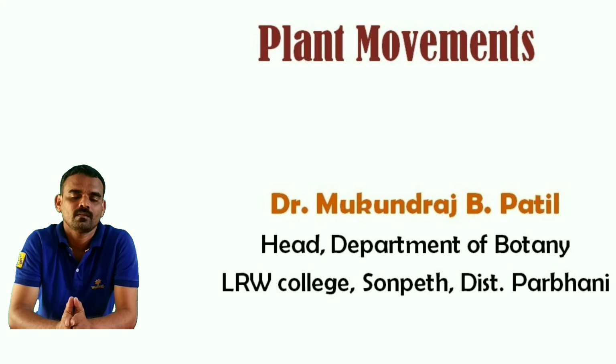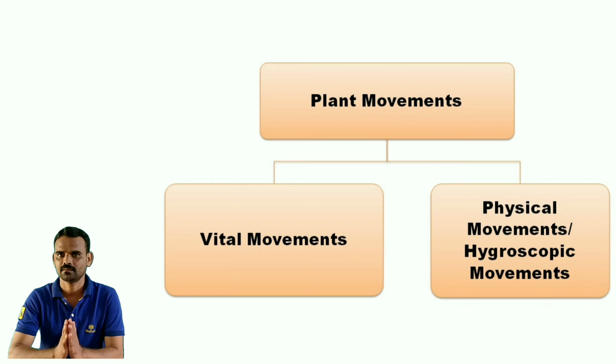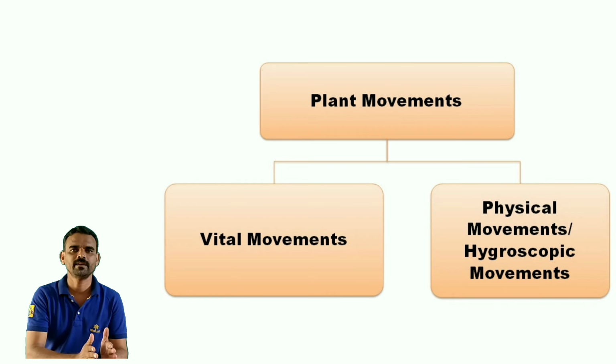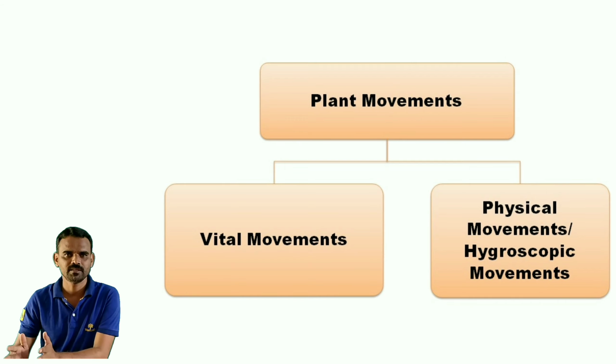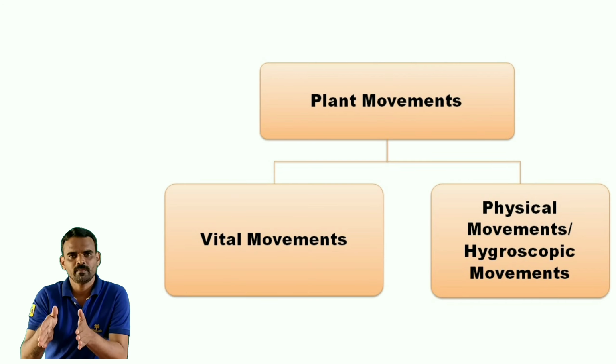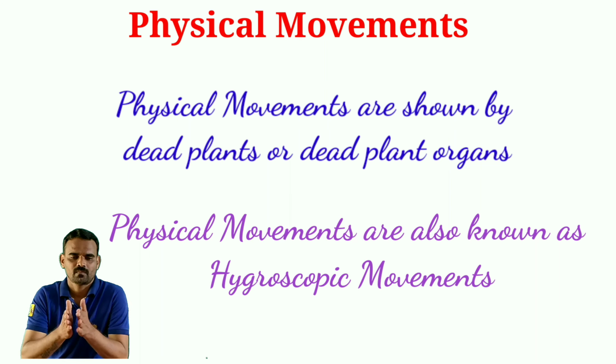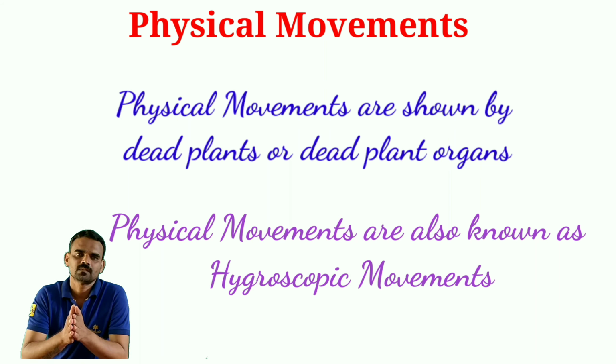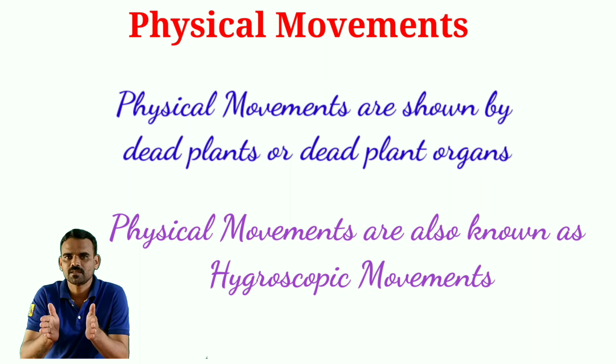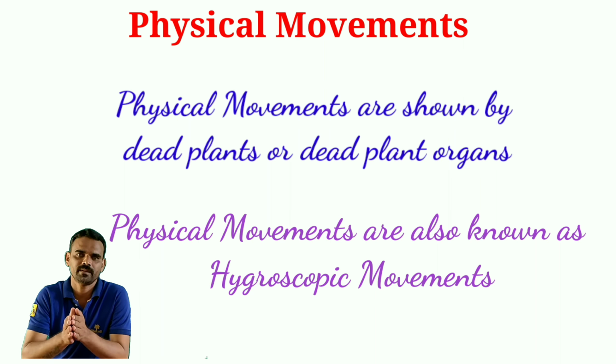Generally, plant movements are of two types. Number one, vital movements, and another one, the physical movement. Physical movements are shown by dead plant tissue or dead plant parts. The dead plant tissue or dead plant organs either absorb or lose water and show some kind of movement. That is known as physical movement. It is also known as hygroscopic movement, as water is involved in this movement.